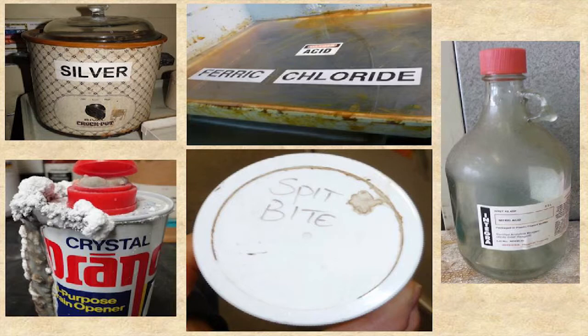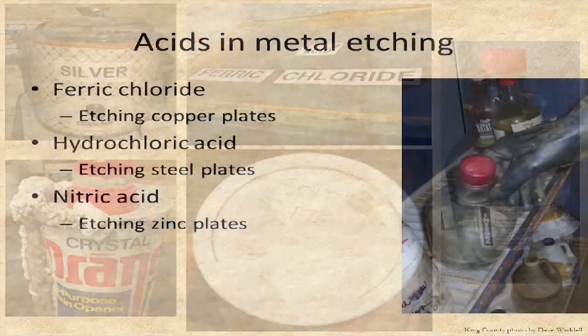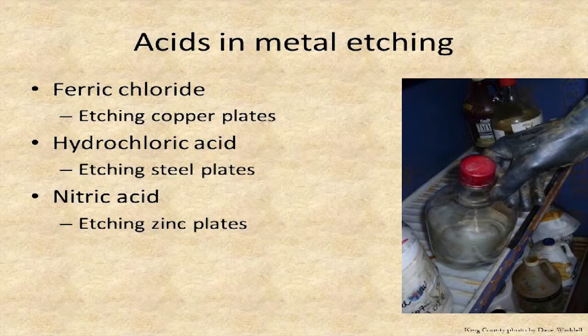And these corrosive materials are used in a wide variety of art products. So many different art disciplines will use these. One of the primary places we find them is in printmaking. In printmaking, we're etching metals, and so we'll find 3 acids in particular being used: ferric chloride to etch copper plates, hydrochloric acid for steel plates, and nitric acid for zinc plates.